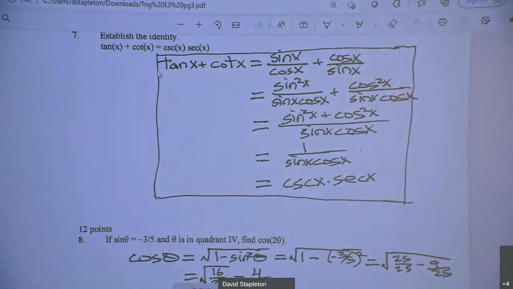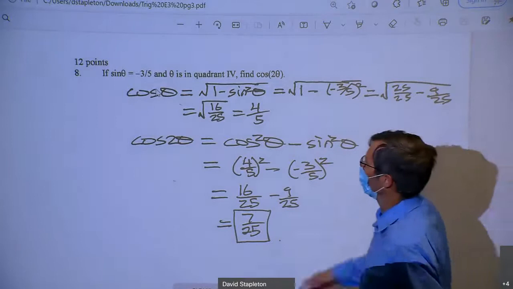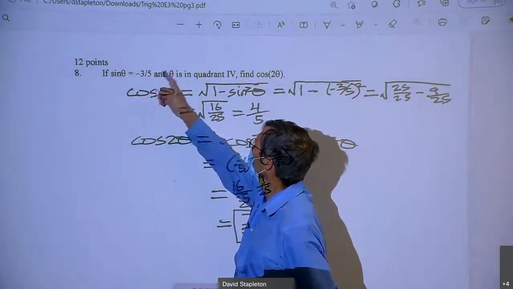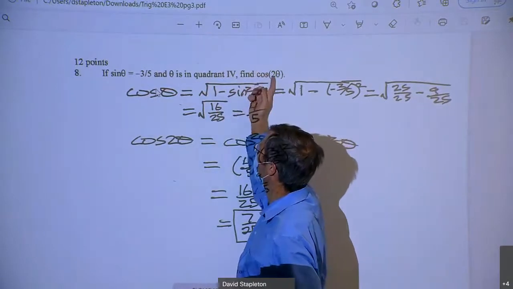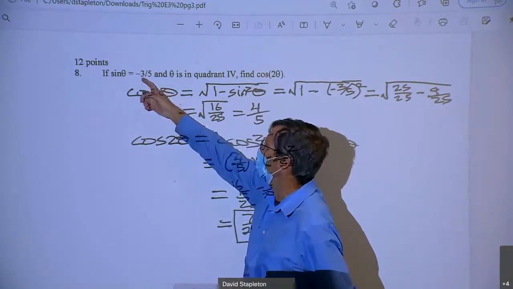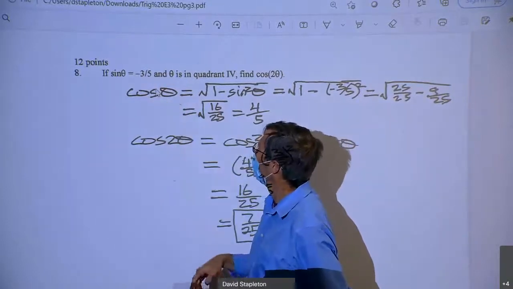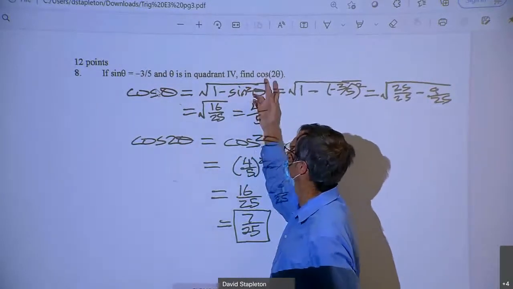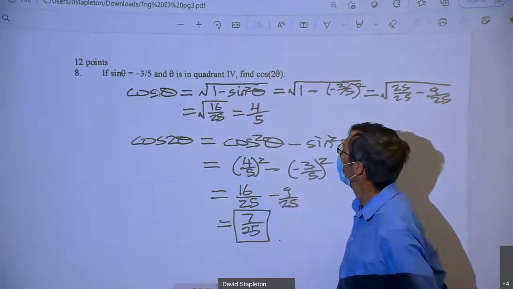Let's try the last one then. It wasn't too long a test, right? I said one of the things you want to be able to do for this test is, given a trig function and a quadrant, find all the trig functions of the double angle and the half angle. It works because given a trig function and quadrant, you know all the trig functions of that angle. And then once you know those, you use the double and half angle identities to find trig functions of double and half angles, right?